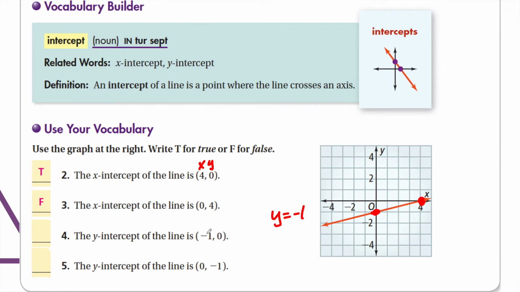Well, for this problem right here, the coordinate starts with the x being the -1, so we know that this must be false, and then the true must come afterwards with the y-intercept being 0, -1. So again, the y-intercept has x equal to 0. The x-intercept has y equal to 0, and that's going to be very important for later on.